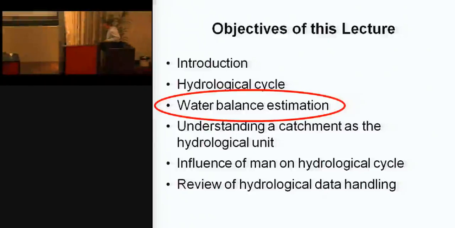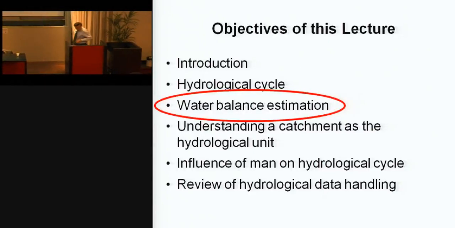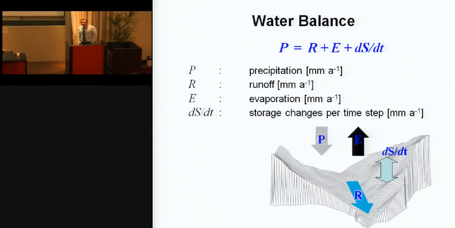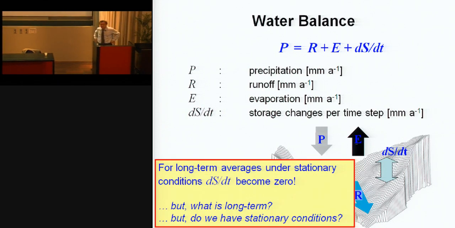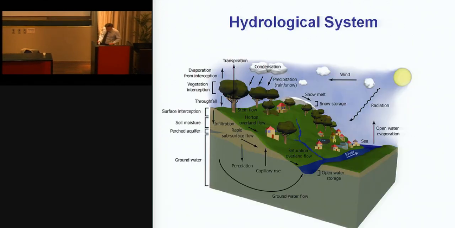Okay, before the break we just started with the water balance estimation. We said that the input should equal the output, and we discussed a little bit when we can neglect the dS/dt. Let's briefly look at the water balance, or the processes that make up the water balance in a real catchment.